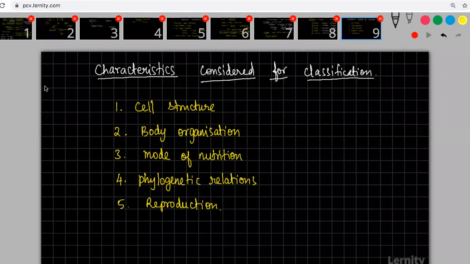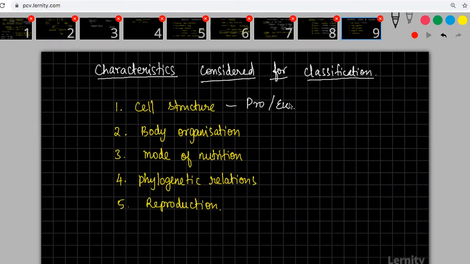So what is the meaning of cell structure? Whether the cell was having a prokaryotic cell structure or eukaryotic cell structure. He wanted to know that thing. What kind of cell was there? So whether it is prokaryote or eukaryote, he used that particular classification. What is the prokaryotic cell? What is the eukaryotic cell? You will study it in this particular chapter called cell in detail.